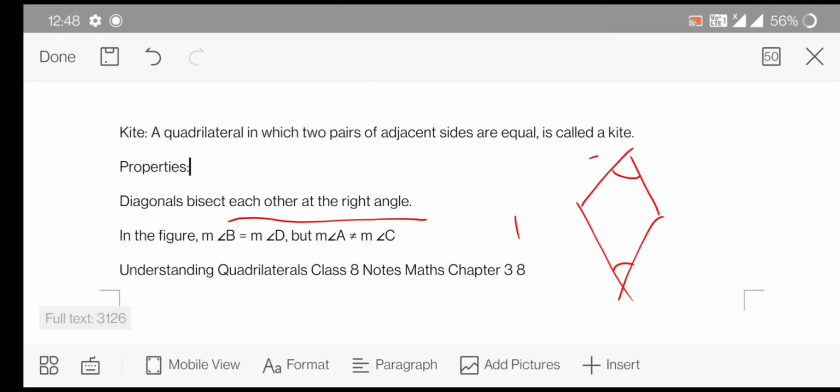So here we are ending with the terms related to this chapter as well as the properties of all the quadrilaterals. The quadrilaterals we have studied are parallelogram, square, rectangle, rhombus, trapezium and kite. Okay. Now in the next lecture we'll continue with the solution of the exercise, that is how to solve the questions of the exercise.